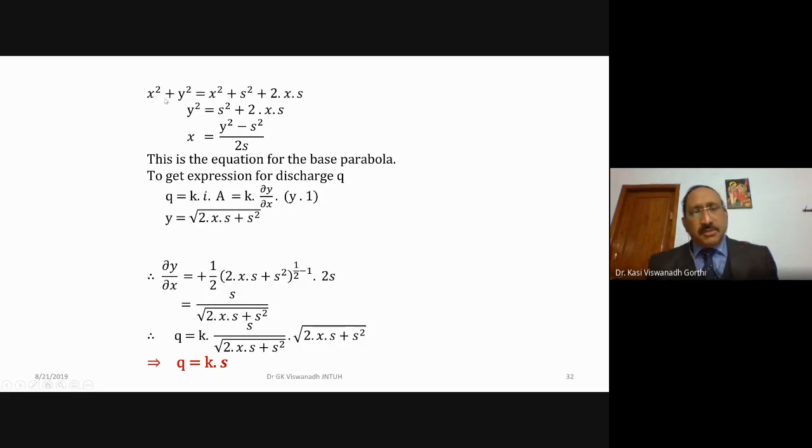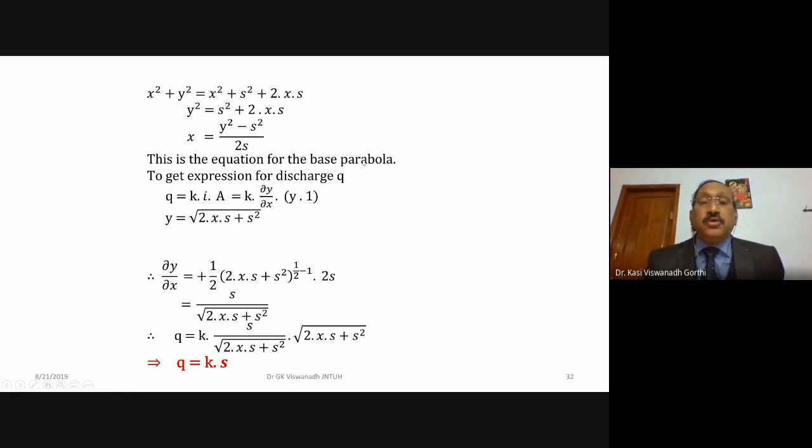the square root of x square plus y square becomes x square plus y square. On the left hand side, you have (x plus S) whole square, x square plus S square plus 2xS. The x square on the left hand side and on the right hand side get cancelled. Y square is equal to S square plus 2xS, or x will be equal to (y square minus S square) divided by 2S. So this is the equation of the base parabola.